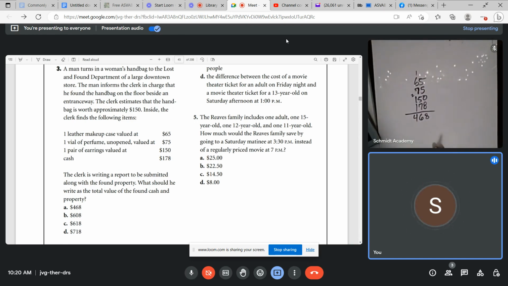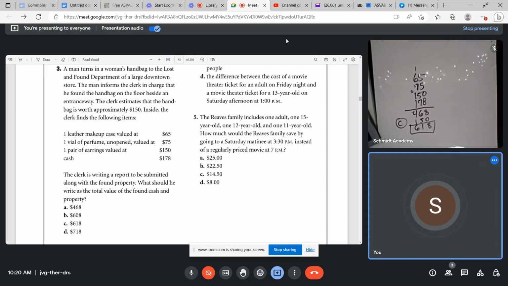However, be careful. What have we forgotten? They want to know the total value of the found cash and the property. But remember, the handbag is also part of that property. The handbag is worth something also. It tells us the handbag is worth about $150. So we need to add that in. So we have our 8, our 11, 4, 5, 6. So we should be coming up with 618, which is C.